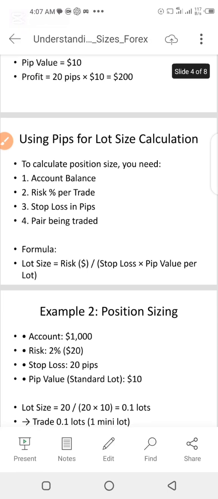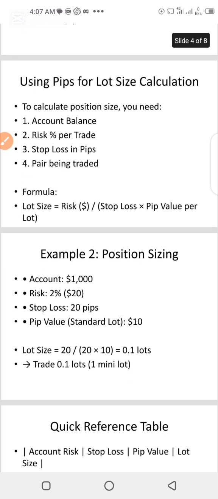I hope you guys are getting it. So the formula is what? Lot size equals risk, so your lot size should be based on what you are going to risk in the market, divided by stop loss times pip value per lot.